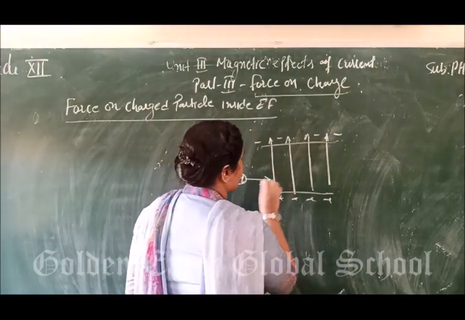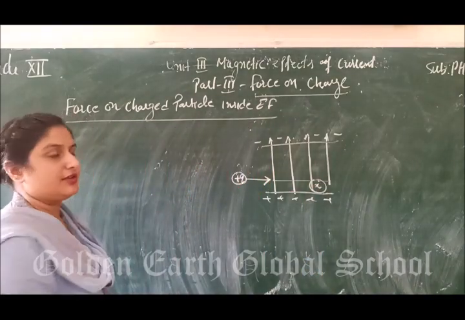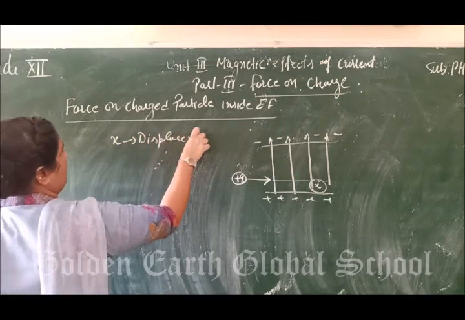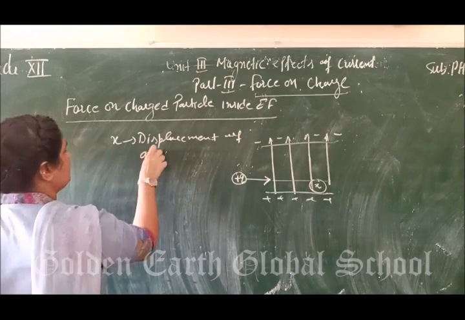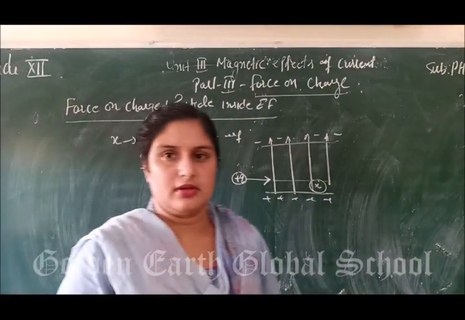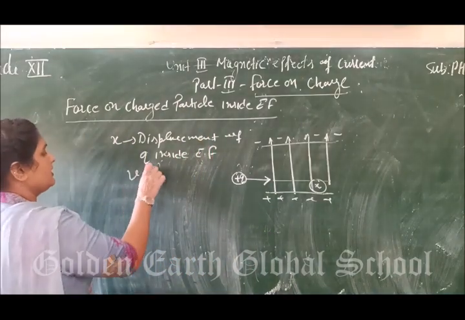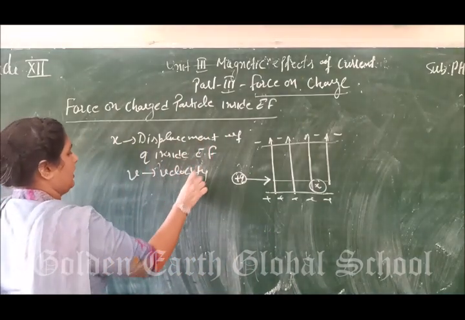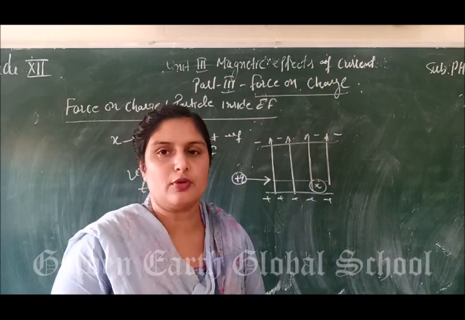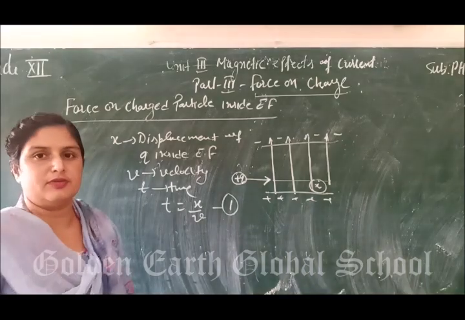Let us suppose the charged particle covers the displacement x inside the electric field. x is the displacement of charge Q inside the electric field. Let v be the velocity and t the time taken to cover this displacement x. So from here you can calculate t: t is equal to x upon v. Name it equation number 1.